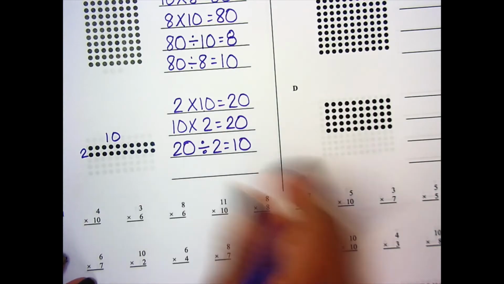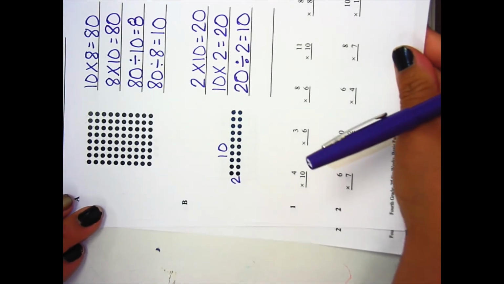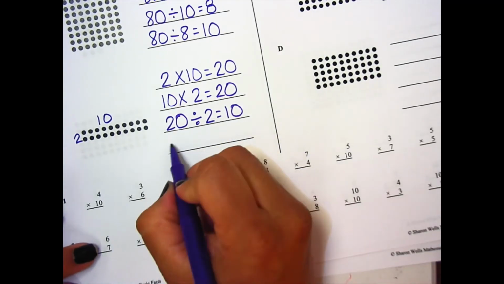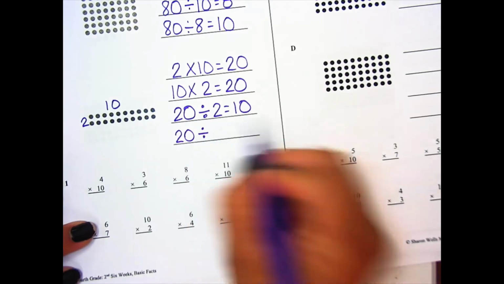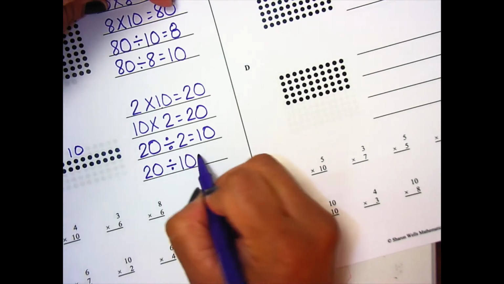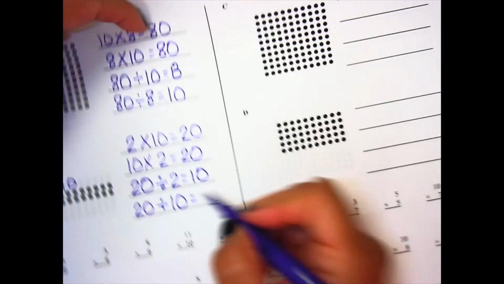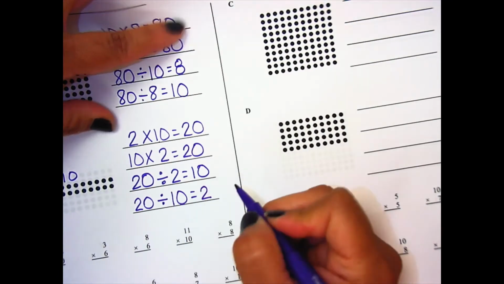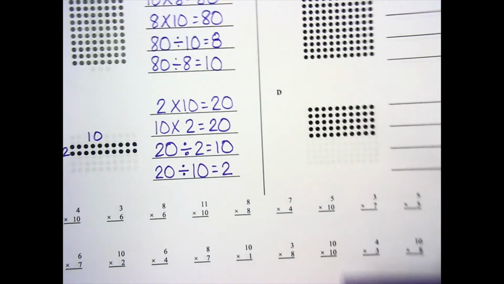So then if I turn it this way, well, my total didn't change. I still have 20. So 20 is my dividend. We're going to divide it by, how many rows do we have? 10. 20 divided by 10 equals, how many in each row? 2. 2 in each row, and that is our quotient. So that is our fact family. Letter C.